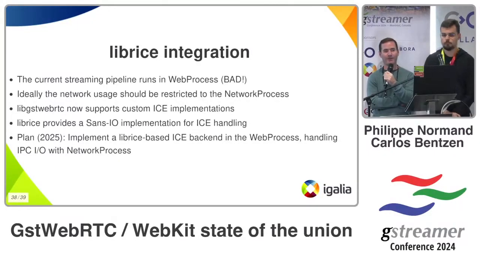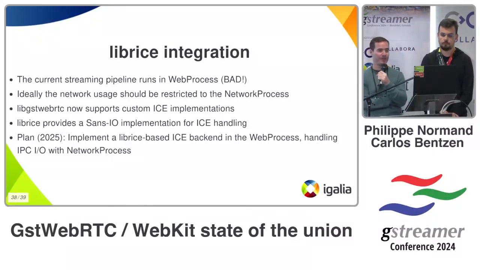So this is a bit of a spoiler for a presentation this afternoon about LibRice. Currently in WebKit, all the RTP networking is done in the web process, and that's a sandbox violation. So if you want to do WebRTC right now in WebKit, you have to disable the web process sandbox, which is really bad for security purposes, obviously. So we want to fix that and move all that networking into the network process. How will we do that?